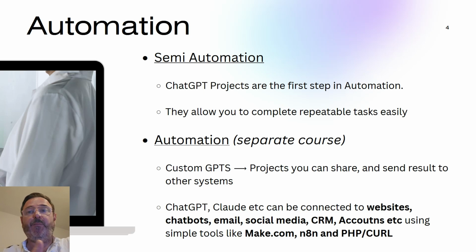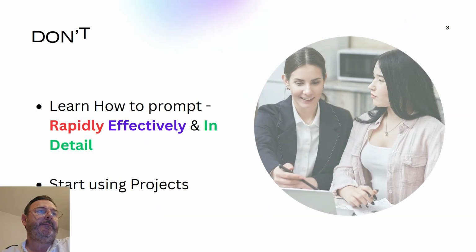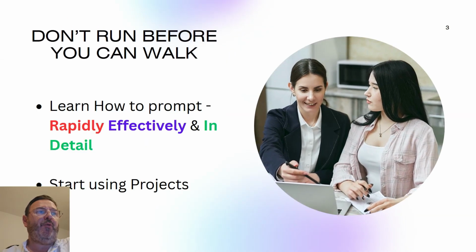But learn about prompting and using projects with system prompts first, and then you can have all these ideas and start doing these things. But you need to start prompting effectively first. As I say, don't run before you can walk. Learn how to prompt rapidly, effectively, and in detail, and start using projects. That's all you need to do. This is your first step in using AI.